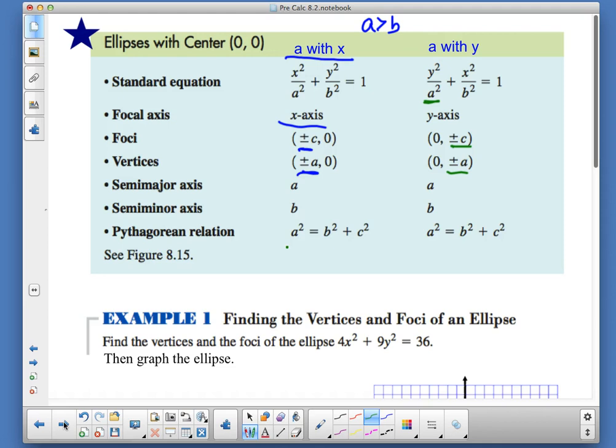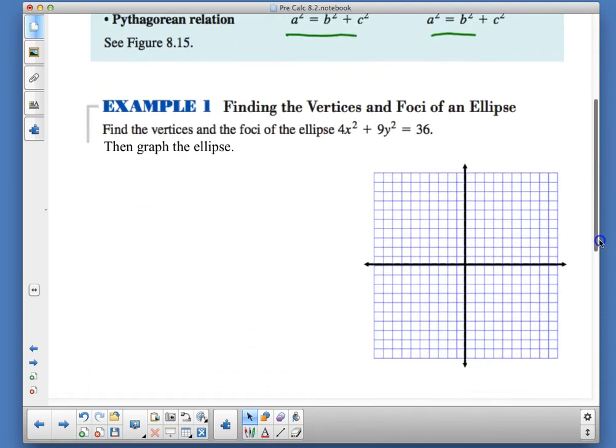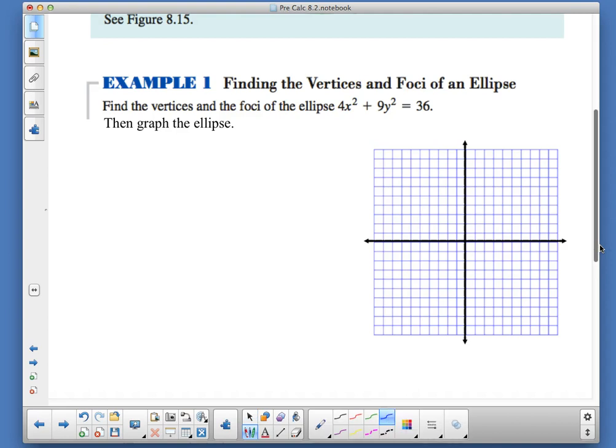And again, the Pythagorean theorem is still a huge relationship, but know why. A is the largest value, and B, the minor axis, and C, the foci location, are there. If we find those squares, we can find A squared as well. Now let's use this as an equation. First, notice, I got 4x squared plus 9y squared equals 36. My first need here is to put it in standard form. So I've got to divide all the way through by 36.